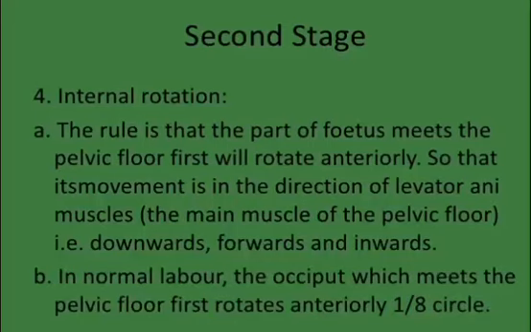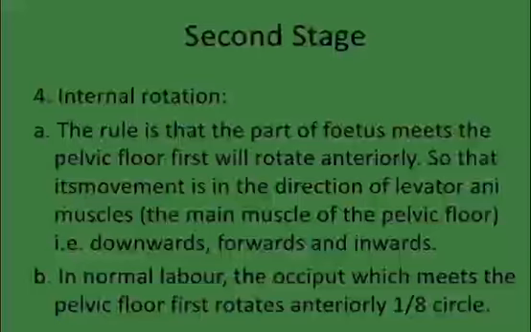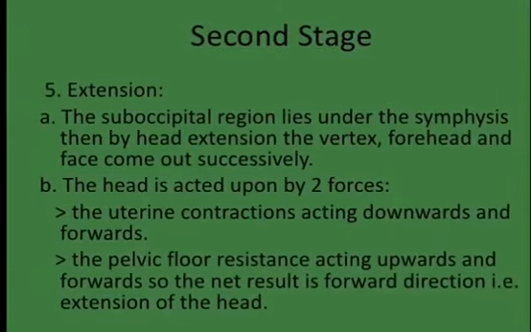Internal rotation. The rule is that the part of the fetus that meets the pelvic floor first will rotate anteriorly, so that its movement is in the direction of the levator ani muscle, the main muscle of the pelvic floor: downward, forward, and inward. In normal labor, the occiput, which meets the pelvic floor first, rotates anteriorly 1/8 of a circle per cycle.